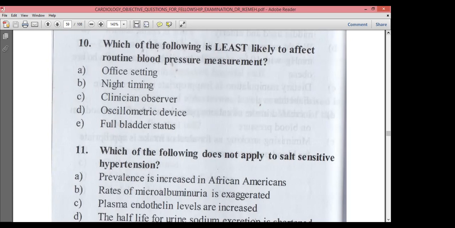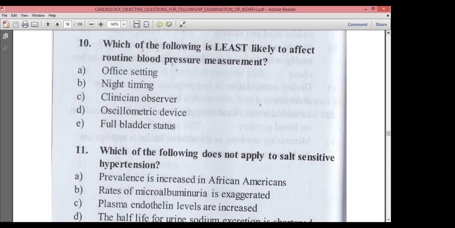Then night timing. We all know that there is a diurnal variation in blood pressure. The blood pressure tends to drop to its lowest at night when the person is sleeping, and towards the later part of the day it is lower compared to when you just wake up, because of the hormonal changes that make the blood pressure rise. So based on that, you would expect that to affect blood pressure, according to my own reasoning.